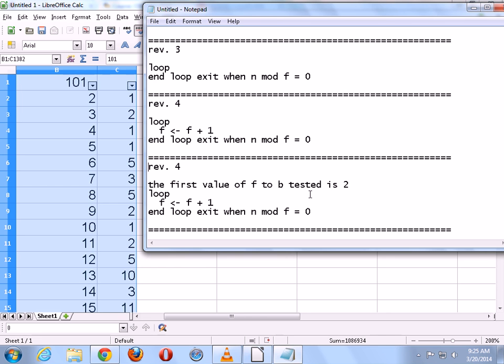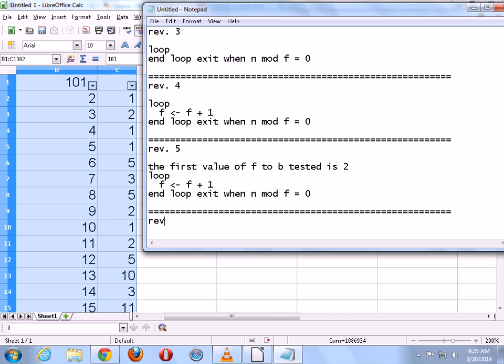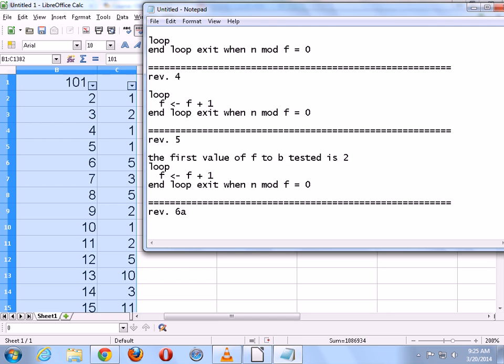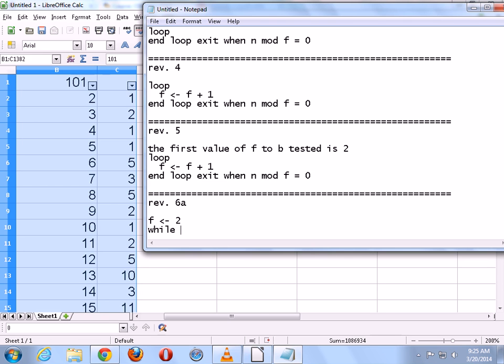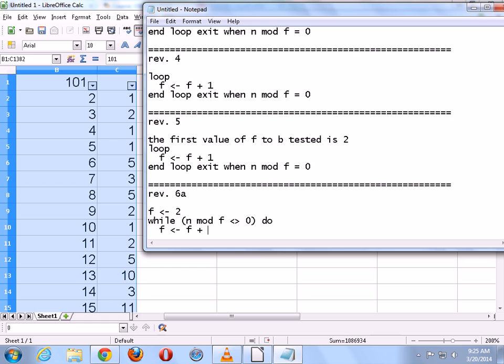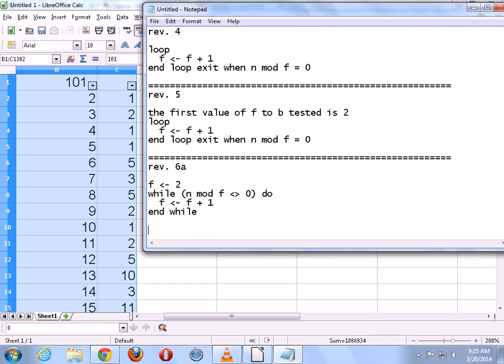In other words, I'm not initializing it to 2, because now we have 2 possible solutions. If I look at revision 6a, which is one particular solution, I can use a pre-checking loop to do it. The pre-checking loop method is to initialize f to 2 and then use a while loop under that. So it becomes: while n mod f does not equal 0, do the following: f gets f plus 1. That's one version of the solution.